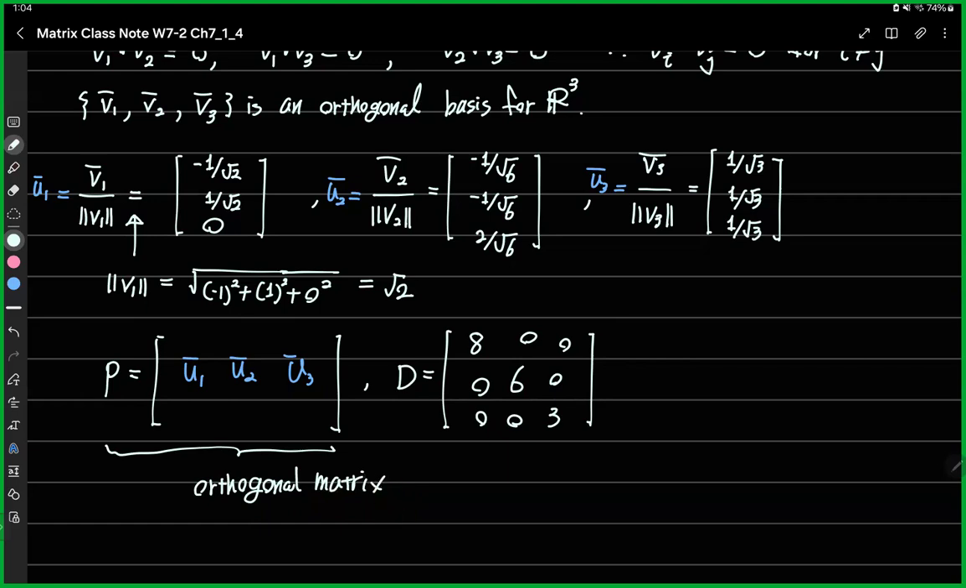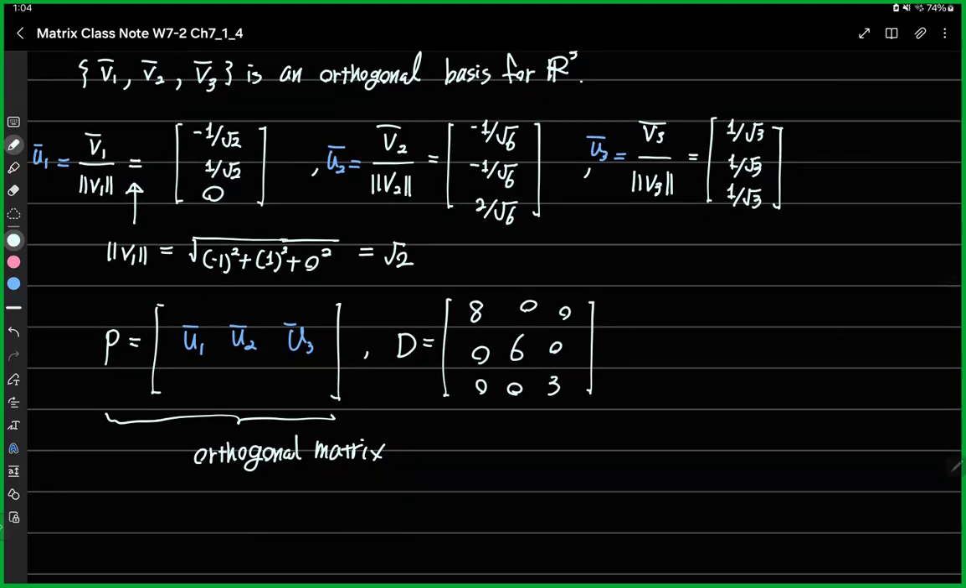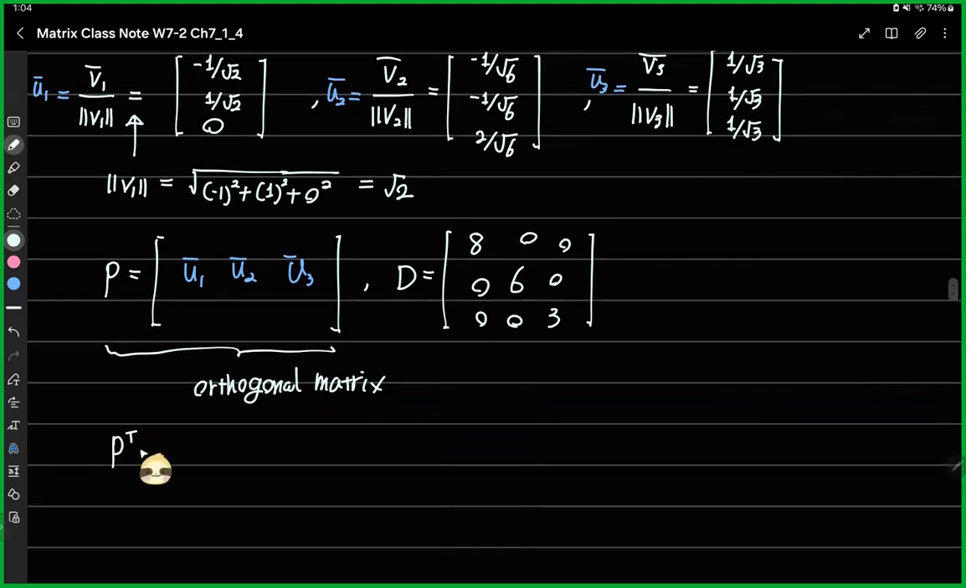Each column is orthonormal and they're linearly independent. This is an orthogonal matrix. There exists an inverse matrix, and the inverse matrix is P transpose, right? Then when you do this, P transpose, and PDP transpose, then you will get A. I think that's the purpose of this example.